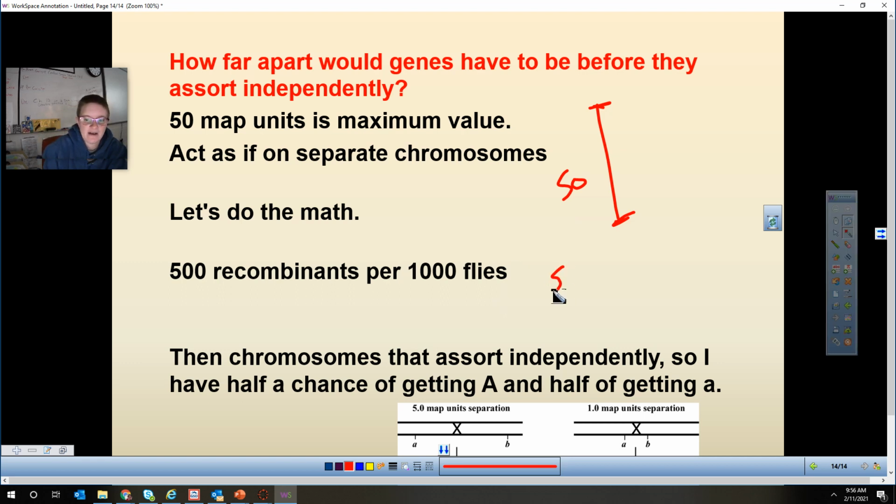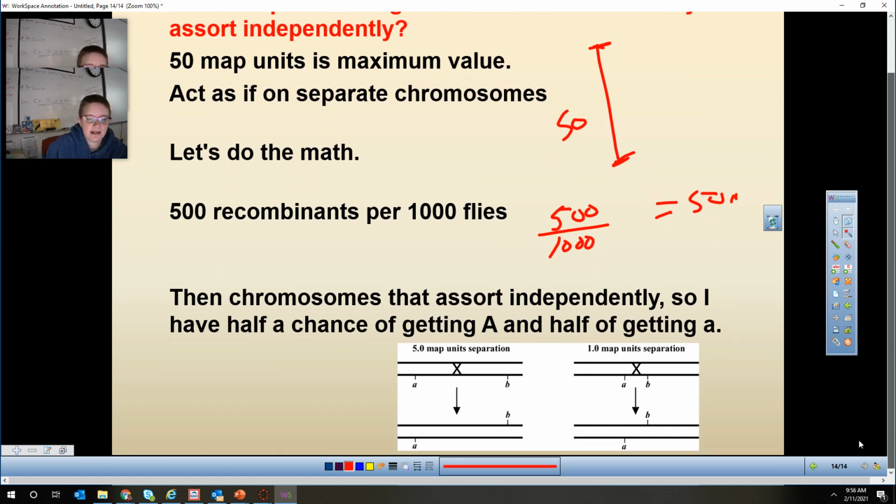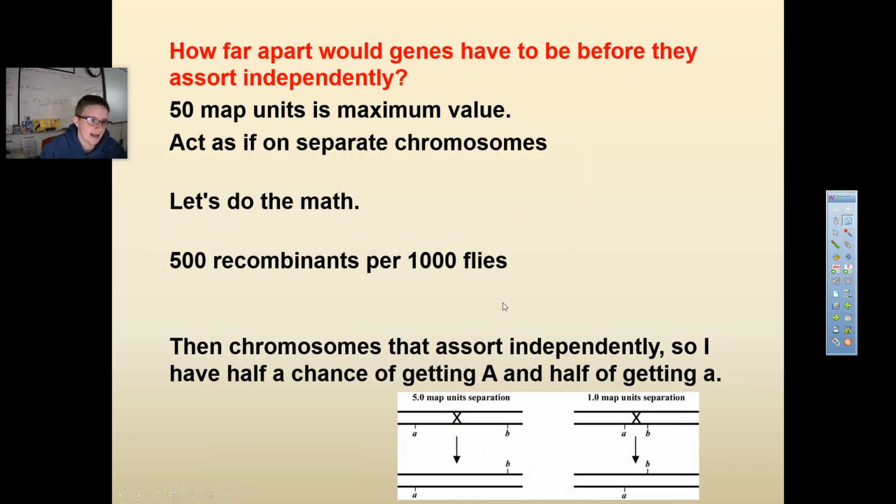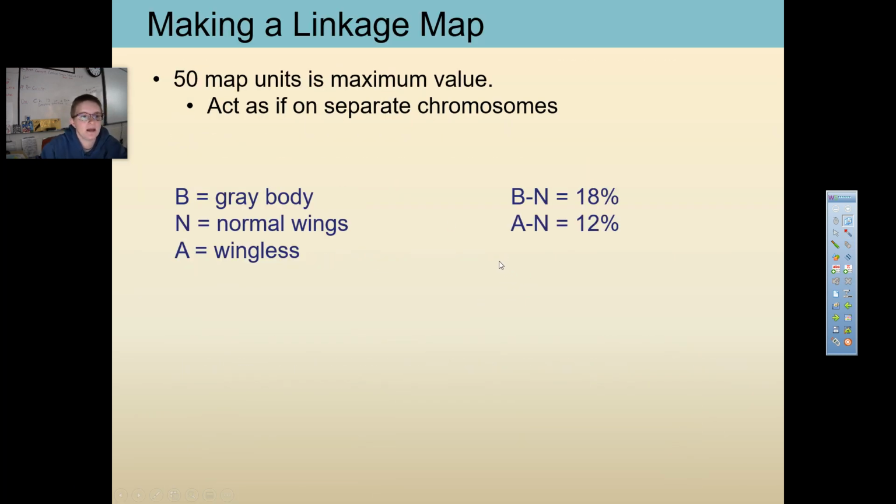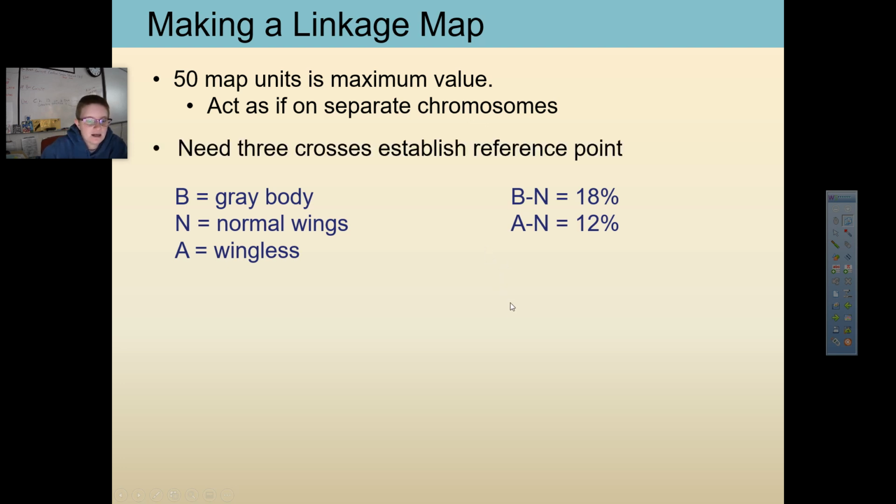So you'd be like 500 recombinants out of 1,000 flies. That's 50%. Those guys are as far apart as they get. I know that's weird. So when chromosomes assort independently, I have half a chance of getting a big A and half a chance of getting a little a, just like if they're 50 map units apart. All right, so we can use this to build maps.